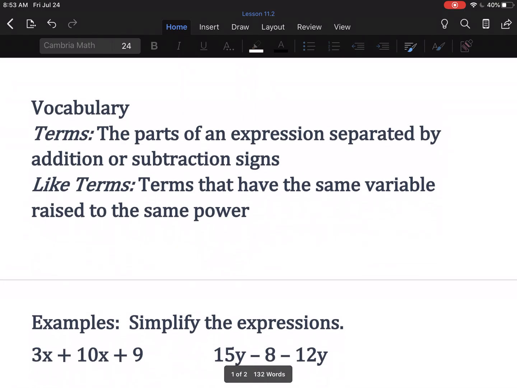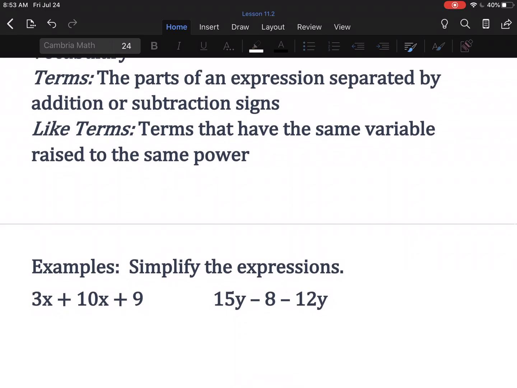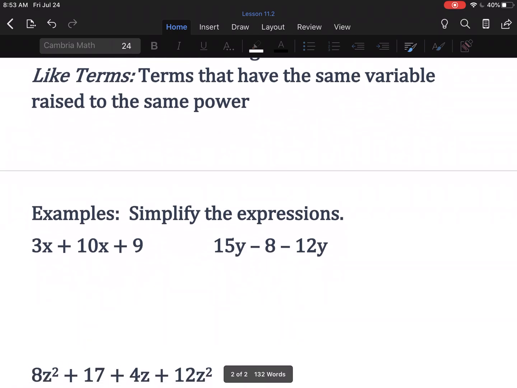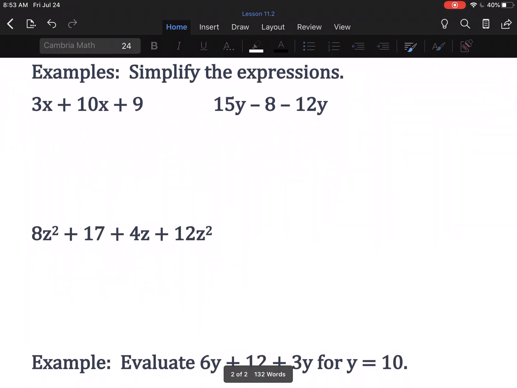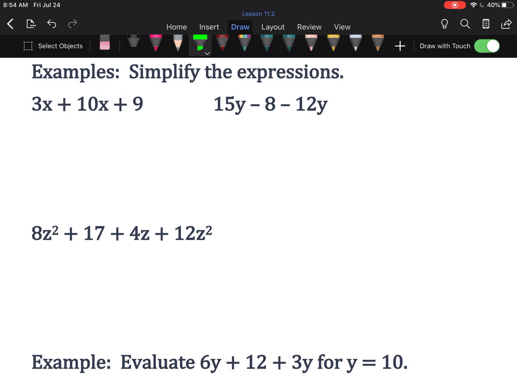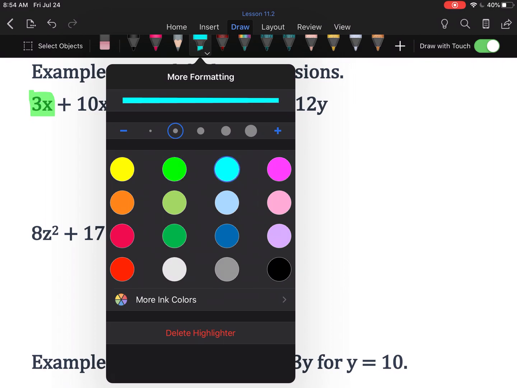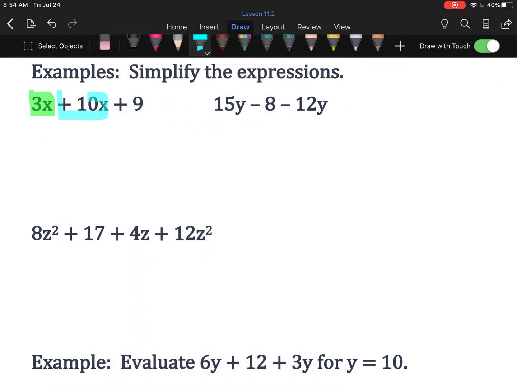Okay. Quick vocabulary. Terms are the parts of an expression separated by addition or subtraction signs. Like terms are terms that have the same variable to the same power. We are going to simplify some expressions. So when we say terms, there are 3 terms here. 3x is a term, 10x is a term, and 9 is a term.